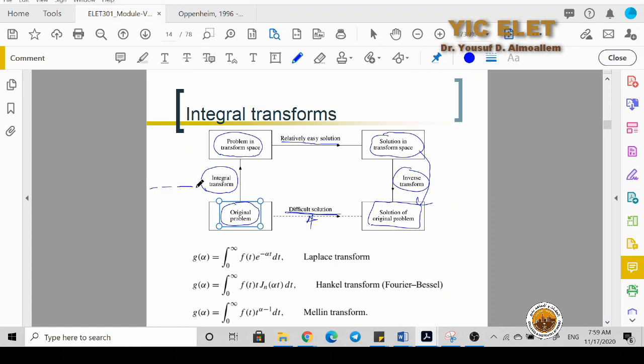So as if there is a line here, and we're moving from our world, let's say the time domain, to a different domain, and then solve the problem there, and then come back to our time domain. So we're doing all this just to avoid the difficult solution. And this is the Laplace transform. I don't want you to bother yourself about these transformations.